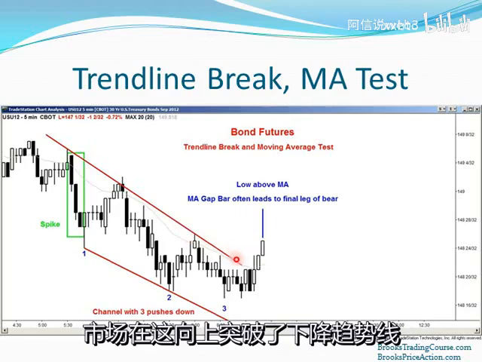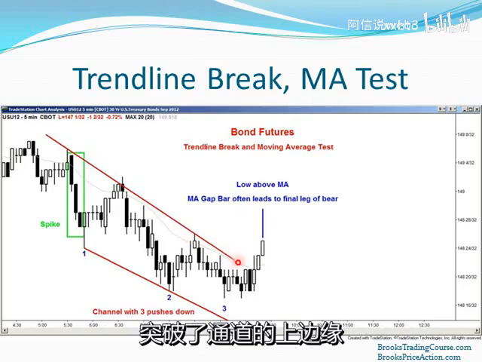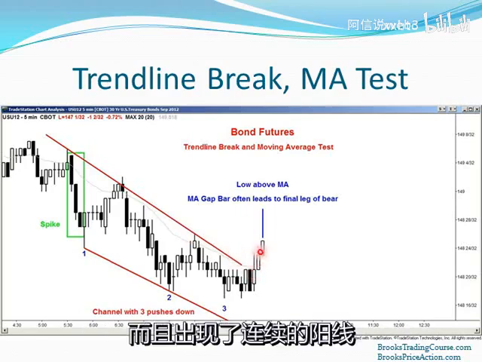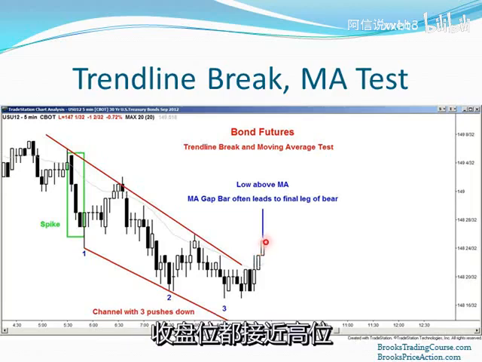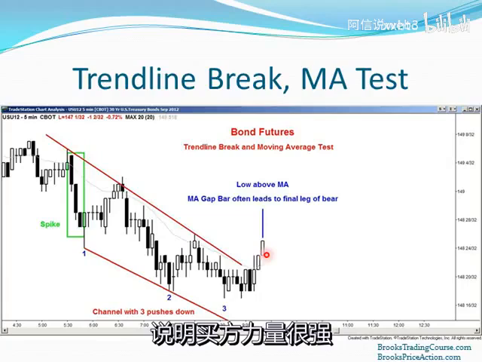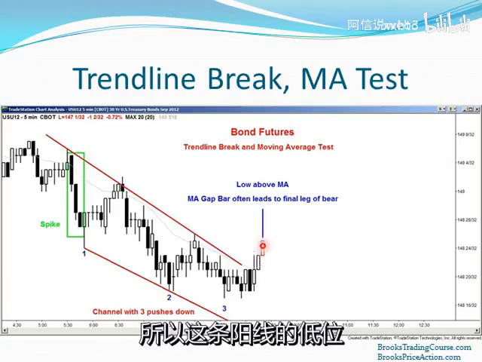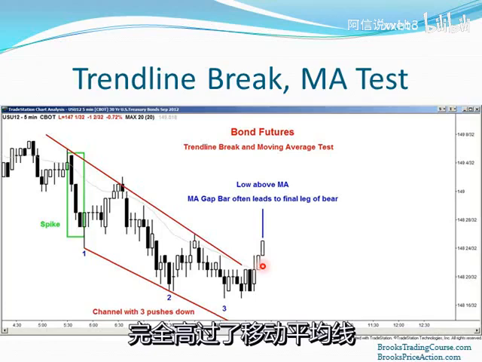We're getting a break above the bear trend line, the top of the channel, and we're getting consecutive bull trend bars closing on their highs. And here we have a gap bar. There's enough buying pressure so that the low of this bar is completely above the moving average.